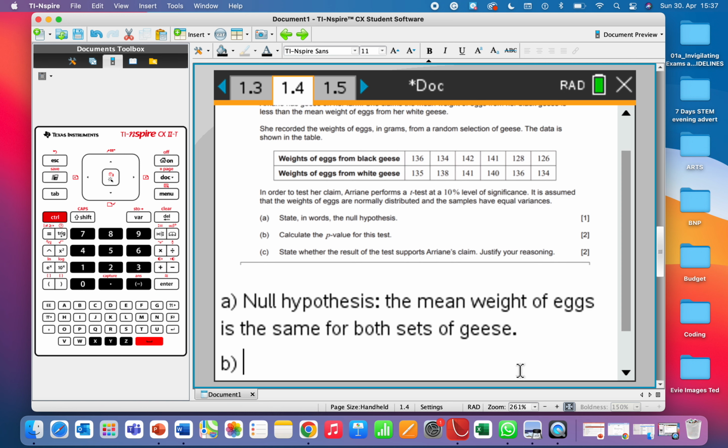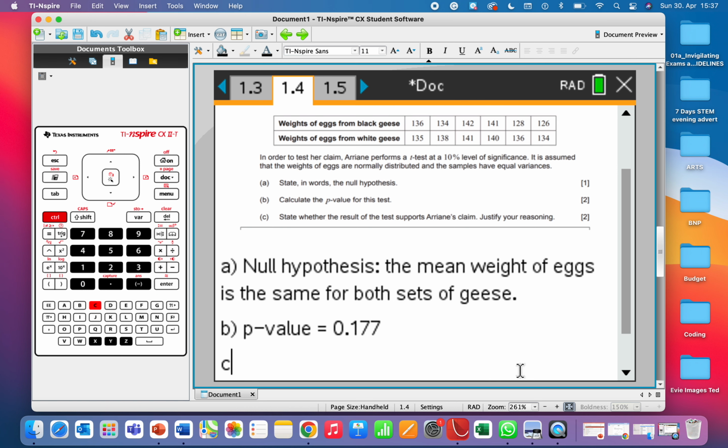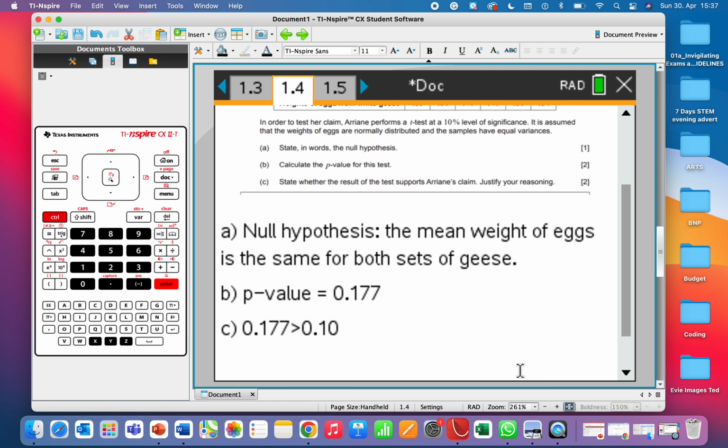So B, the p-value equals 0.177, and then C, our conclusion. 0.177 is actually greater than the significance level of 0.10 that we're testing at. So we're not in that critical region. There's not enough evidence to think that the black geese's eggs are less than the white geese's. It looks to be a little bit smaller, but there's not enough evidence. So we do not reject the null.